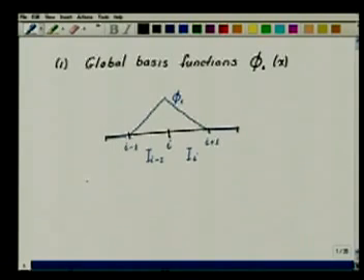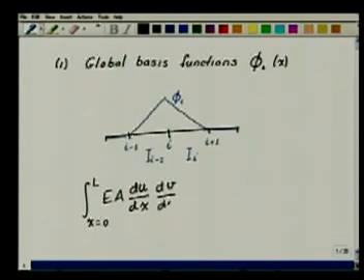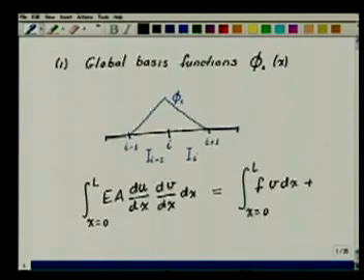If you remember, we had made our weak formulation of this type: integral x equal to 0 to L of EA du dx into dv dx, where I'll be using v or w as my weight function, and this on the right hand side is equal to integral x equal to 0 to L of f v dx plus, as we had put, an end load, p v evaluated at x equal to L. So this was the weak form for the model problem that we had taken.